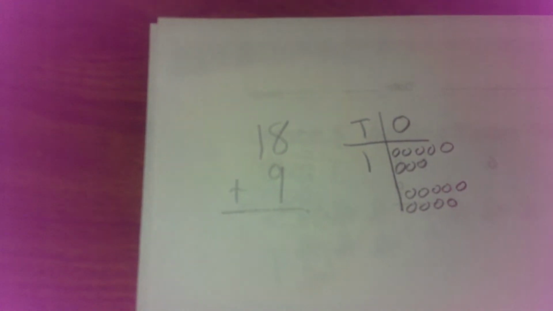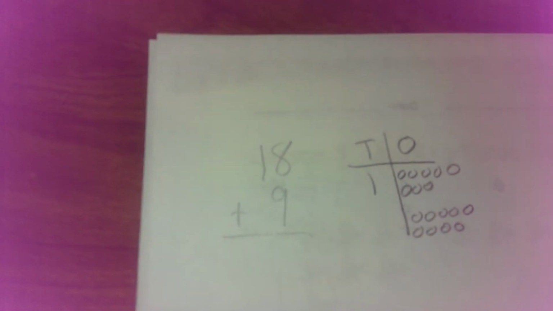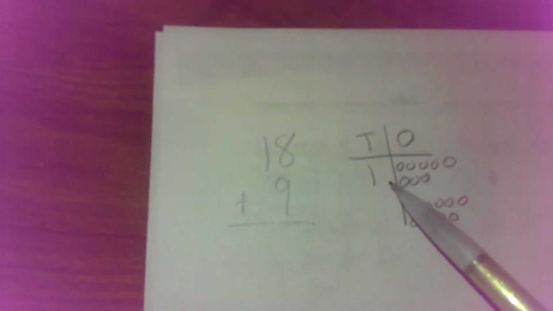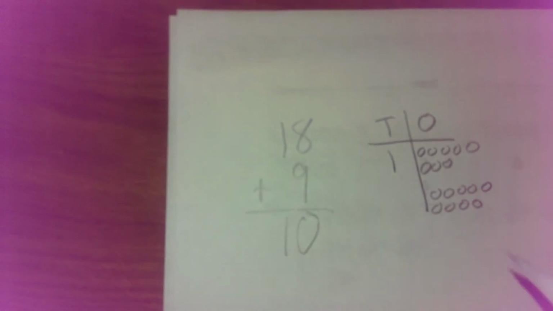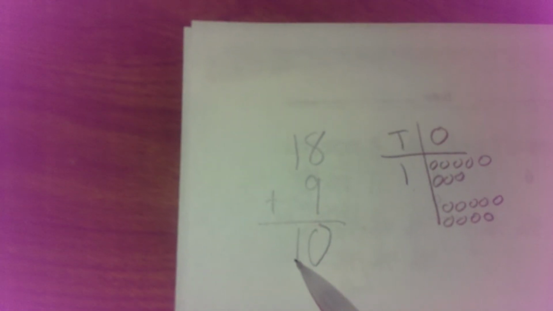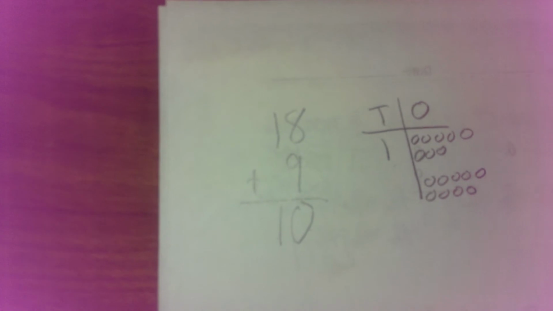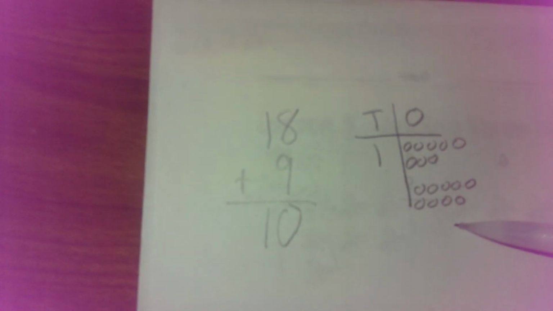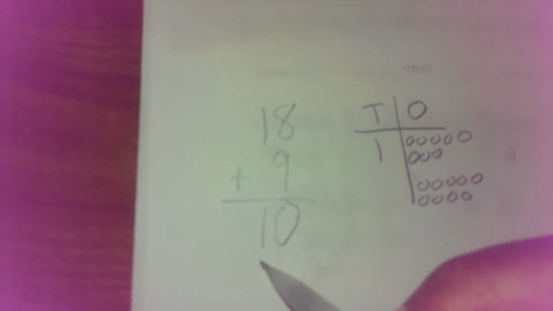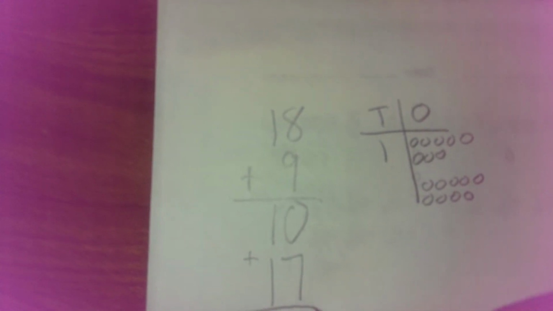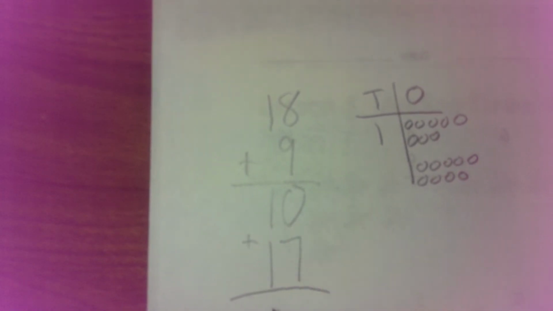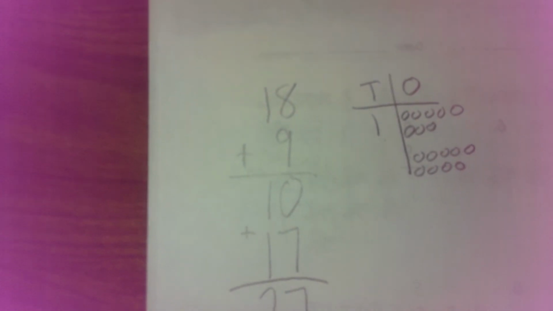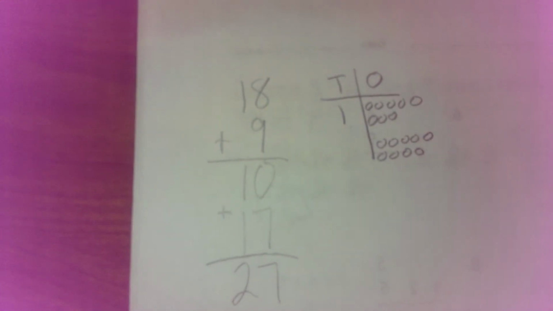I could start with the tens. I could start with the ones. It doesn't matter when I record the other way. So 1 ten is the same as 10. So I'll write my 10 there, making sure that I'm following the place value. And then over here, we counted this up, and we had 17 ones, right? So I'm going to write in my 17. So 10 plus 17. Well, that's going to be pretty easy. 10, 27. All right.